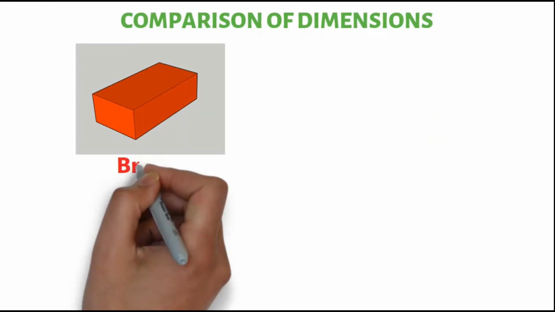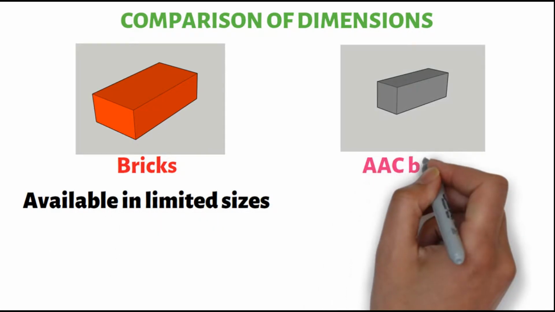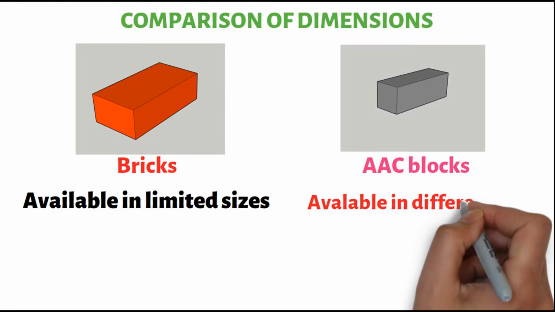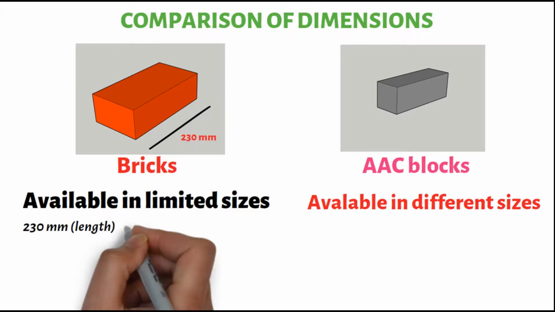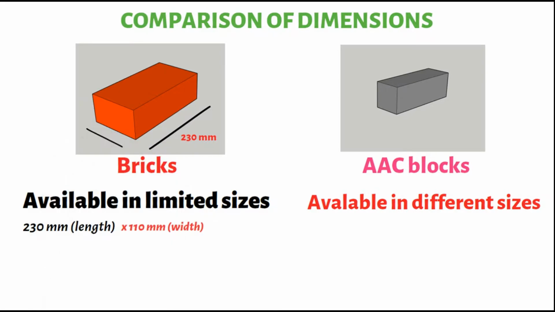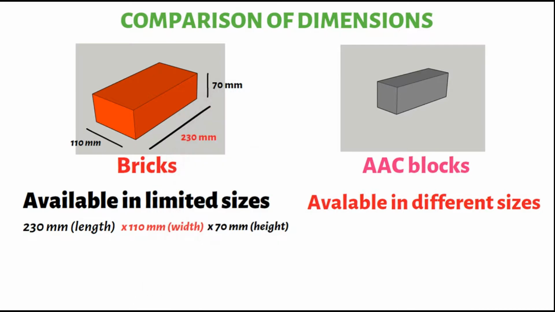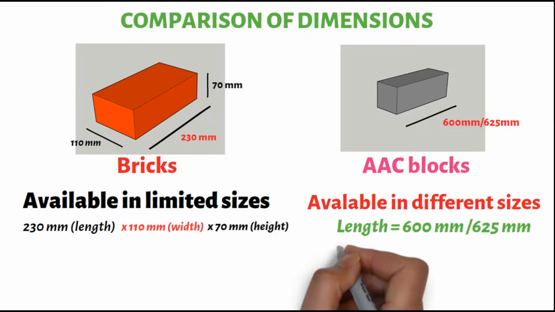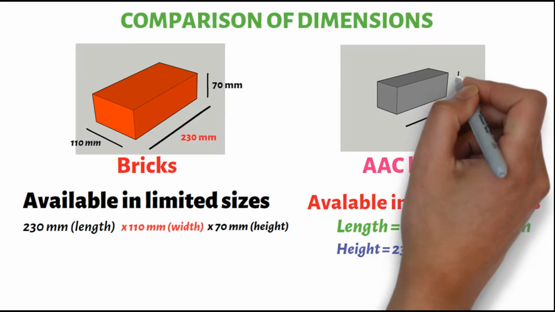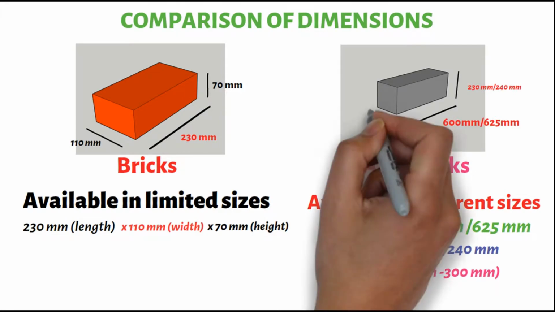First, let us have a comparison of the dimensions. Bricks are available in limited sizes, that is one or two sizes, whereas AAC blocks are available in different sizes. Bricks have a dimension of 230 mm length, 110 mm width, and a height of 70 or 75 mm, whereas for AAC blocks, the length is 600 mm or 625 mm, the height is 230 mm or 240 mm, and the width ranges from 100 mm to 300 mm.